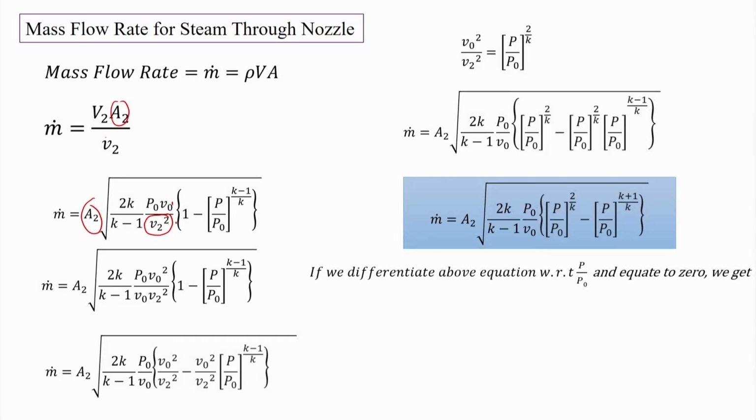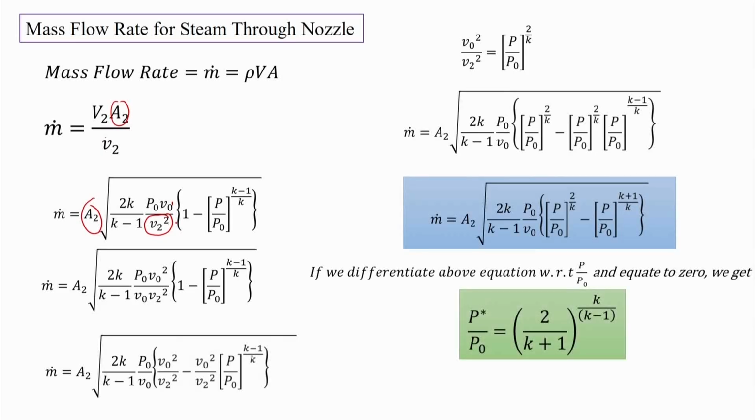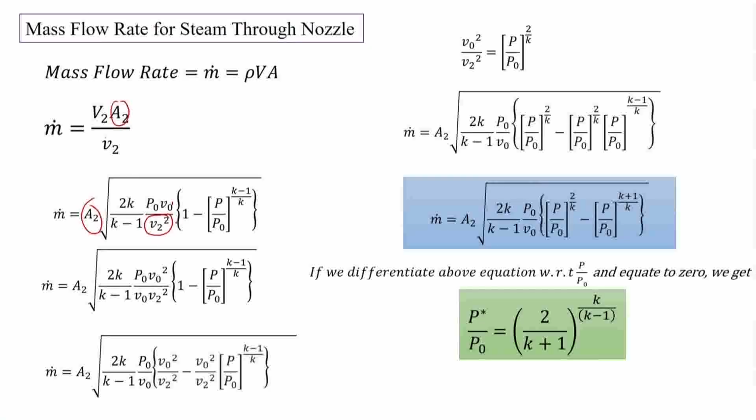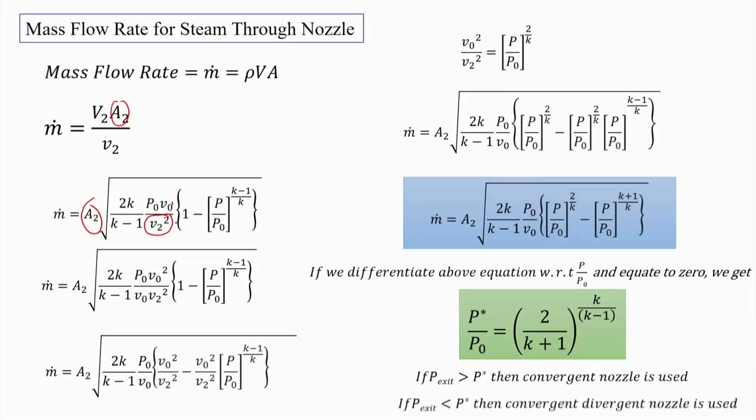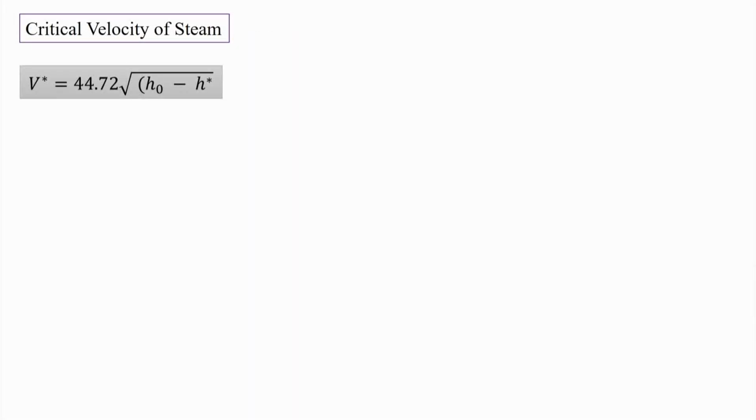If we differentiate this expression by P upon P naught and equate it to 0, then we will get a state which is a choked mass flow rate condition, which corresponds to P star upon P naught, and it is equal to 2 upon K plus 1 bracket raised to K upon K minus 1. So we can find out critical velocity in the nozzle, which corresponds to V star.